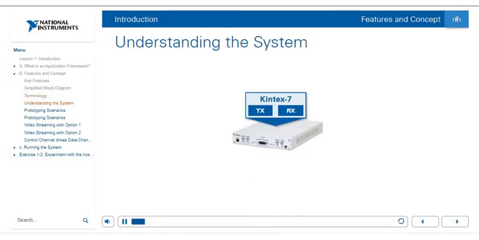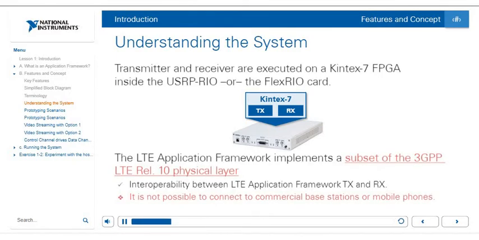The transmitter and receiver are executed on a Kintex-7 FPGA. These are housed inside the USRP RIO or the FlexRIO card, depending on whichever you have. The Kintex-7 FPGA will be connected to our transmitter and our receiver. The LTE application framework specifically implements a subset of the 3GPP LTE Release 10 physical layer.